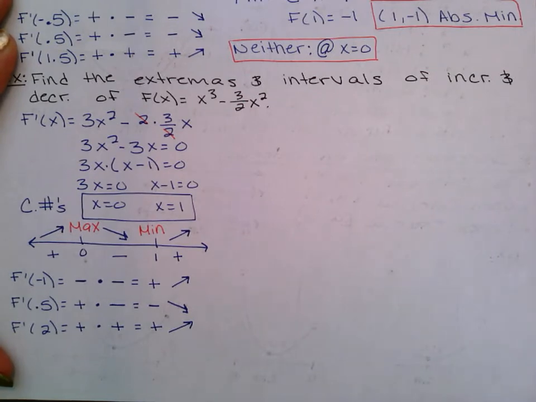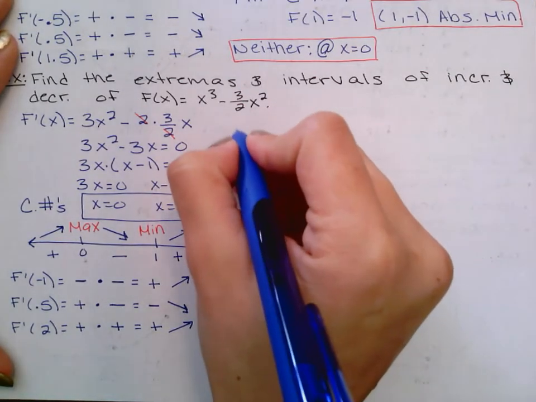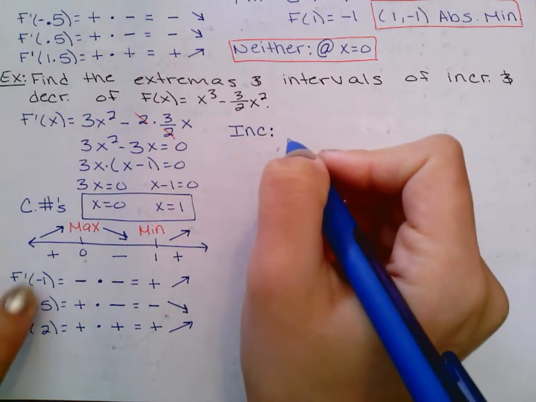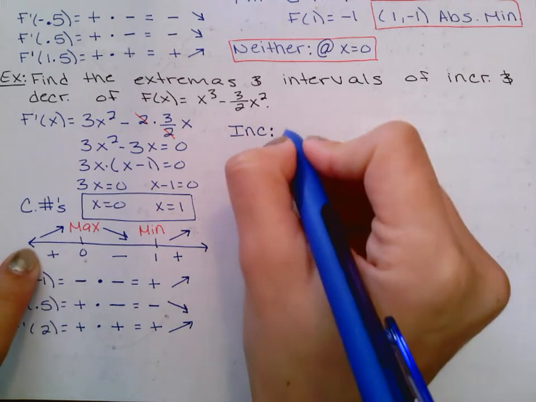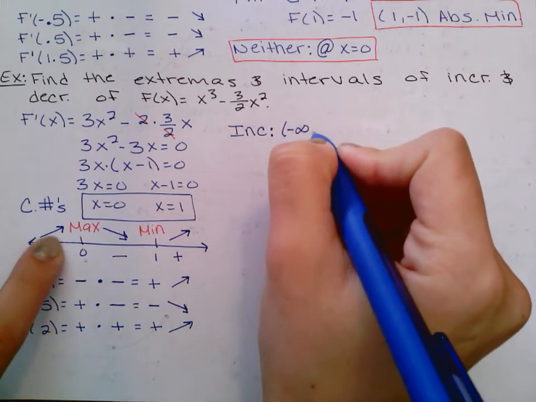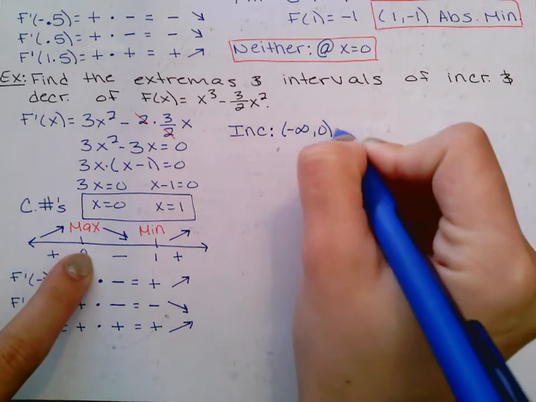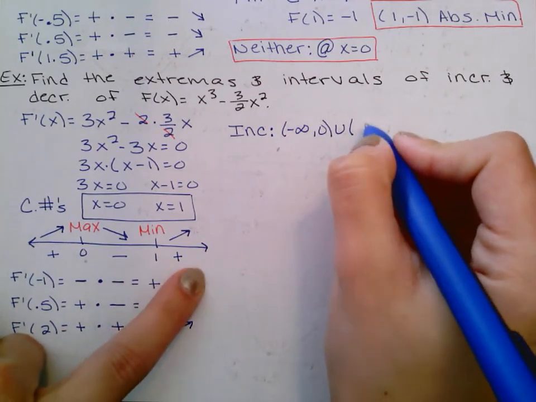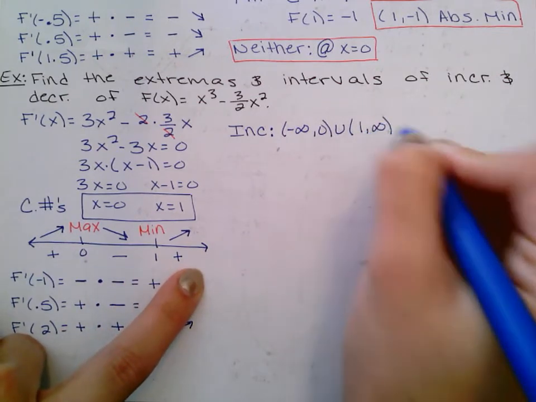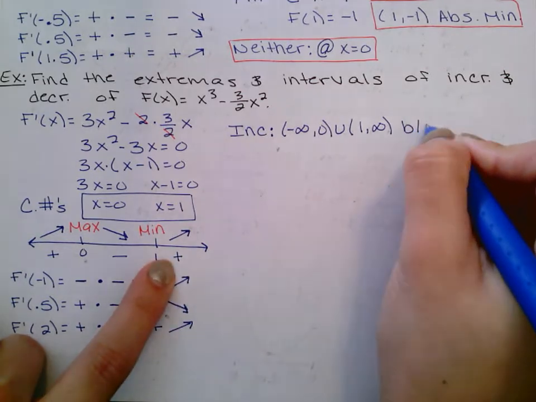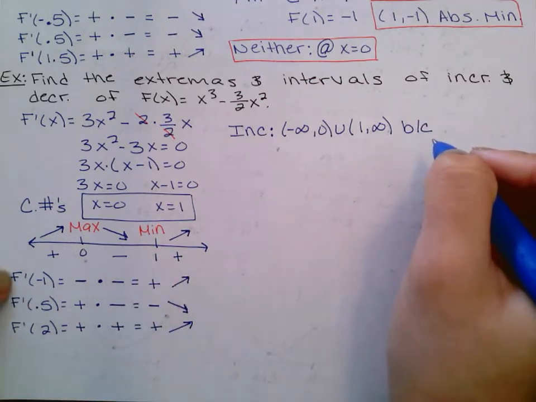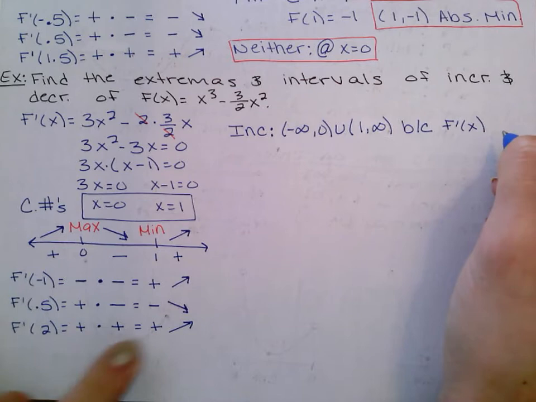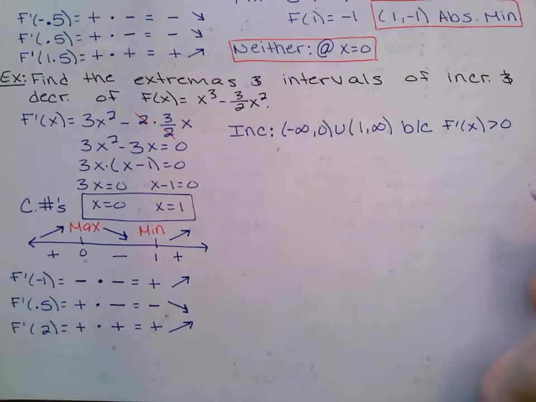So let's start writing our answers. Okay? I am increasing. This arrow means negative infinity up until 0, union, and here I decrease, so I'm going to skip that one. I also increase from 1 on to positive infinity. And I know that I was increasing because I found that the derivatives in those intervals, so f prime in those intervals, were positive, or we could say greater than 0.